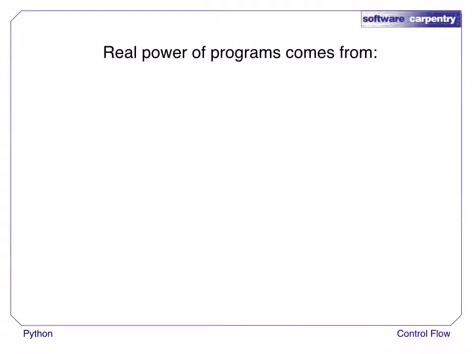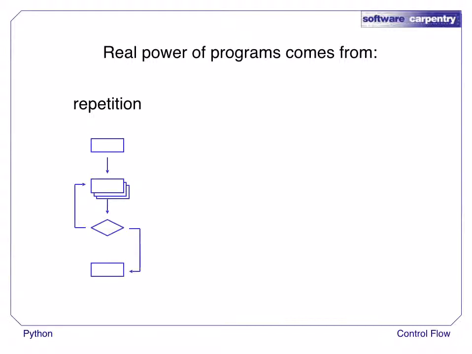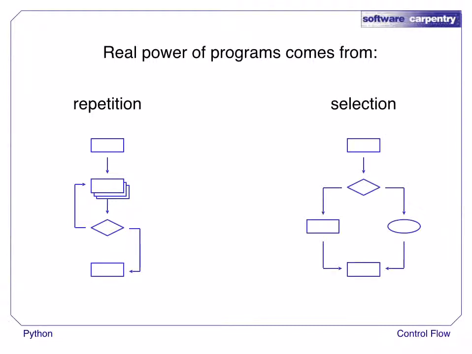Arithmetic and assignment statements are all very well, but the real power of programs comes from repetition, which is the ability to do something many times, and selection, which is the ability to do one thing rather than another.